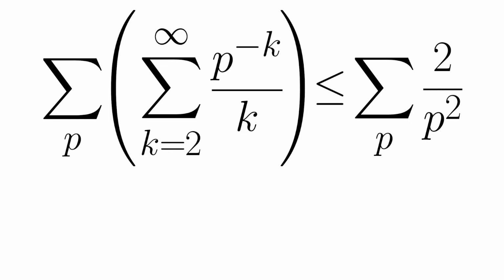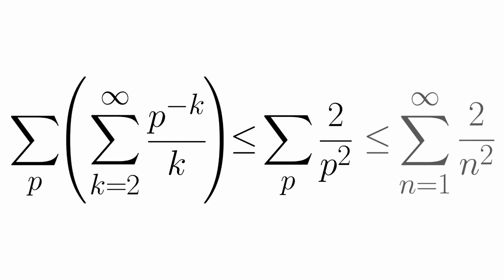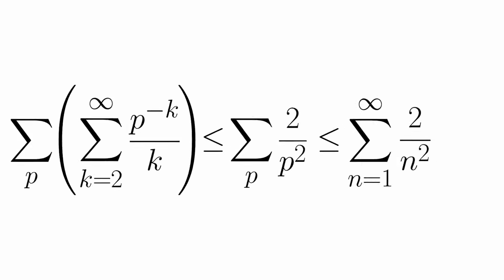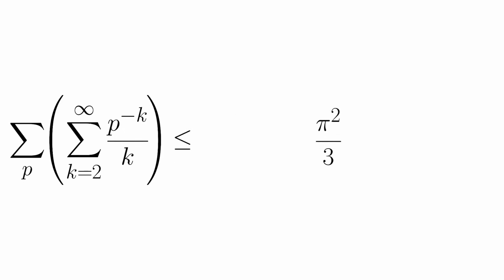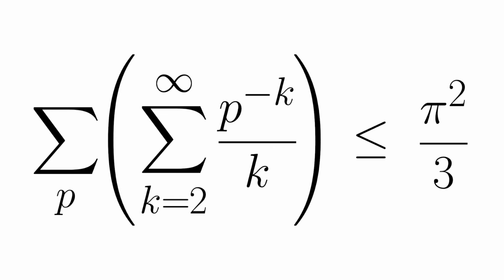But we actually know the sum across all positive integers of 2 over n squared, because that's twice the sum that Euler calculated when he solved the Basel problem. So namely, our conclusion here is that this double sum, what we've shown is that its value is less than or equal to pi squared over 3. In particular, this double summation is always finite.